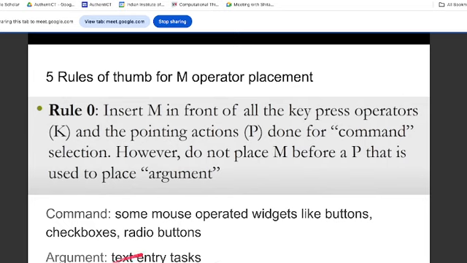If you are giving text entry somewhere in a text box, you are writing something, you might see that there are multiple K presses. You don't have to give an M operator before those key presses. M before key press is only used when the key press is done to give a command.